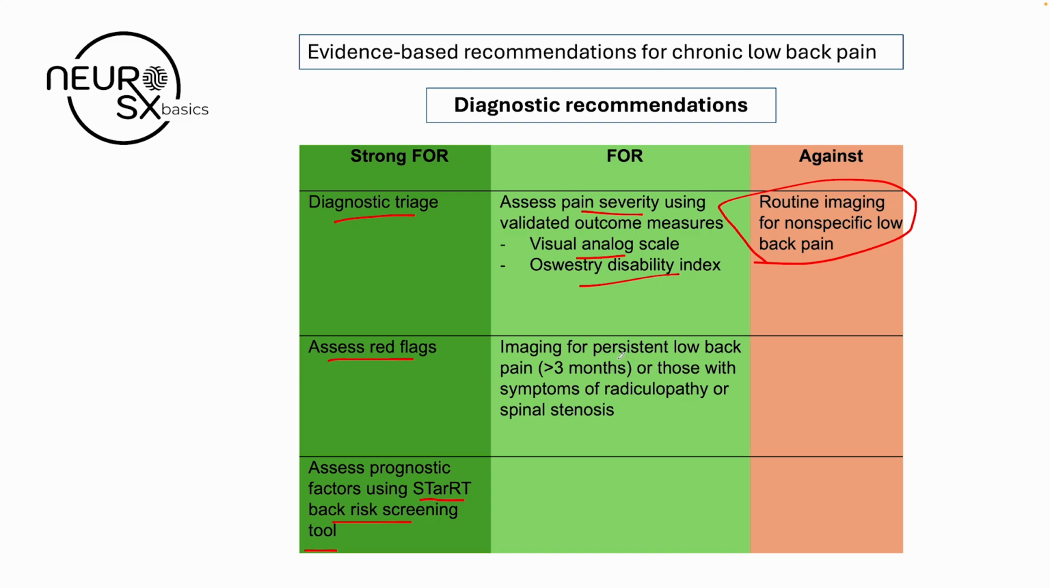For patients who have persistent low back pain, more than 3 months, or those with symptoms of radiculopathy or spinal stenosis, that's when you consider imaging. Again, not a strong recommendation, but recommended. Right? So we know for radicular syndrome, we are going to consider imaging, but even beyond radicular syndrome, for non-specific low back pain which is lasting more than 3 months, imaging can be considered.